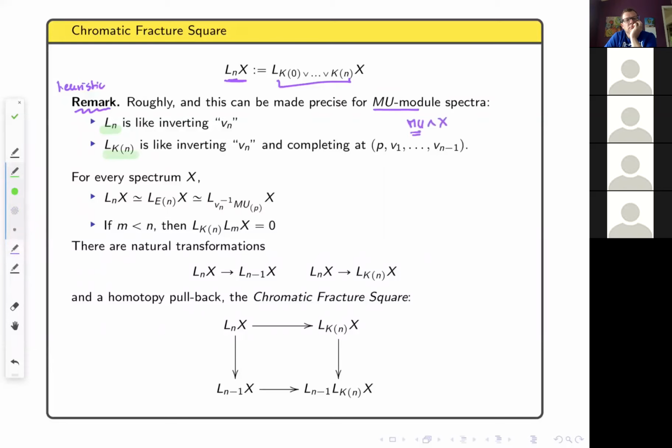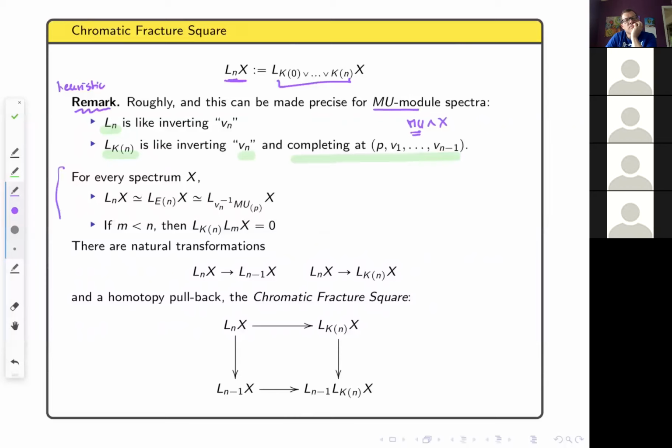Now LKn is like you invert vn, but then you complete at this ideal. Again, it doesn't really make sense in general, but it makes sense for MU module spectra, and that's actually what it does then. So LKn is like a completion, looking at formal neighborhoods, and Ln is like inverting something, so that's like looking at open sets. Now we're done with the heuristic.